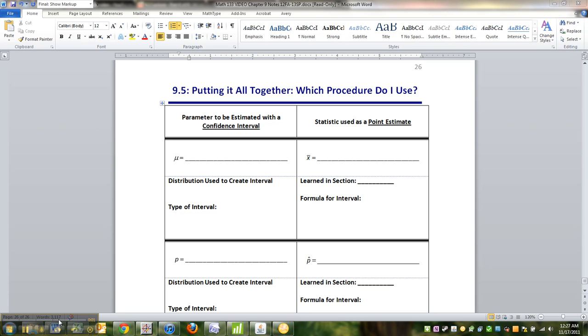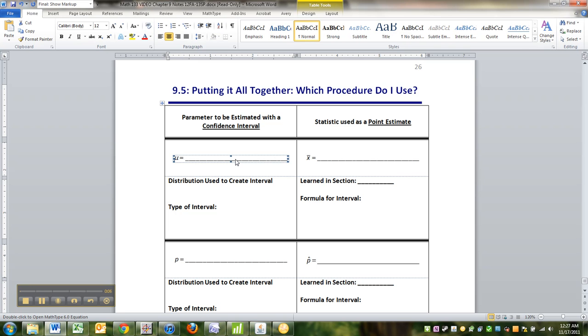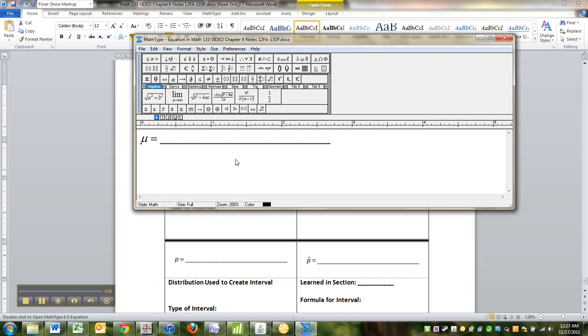It's time for the last section of Chapter 9, and there's really not much to say about it. It's a review section, so I thought we'd never make it sometimes there.